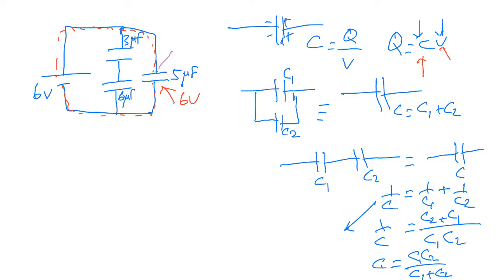So the charge on this one will be CV. As you multiply C and V, C is of course 5 micro, and you multiply that by the 6. So 6 times 5 is 30 microcoulomb, the charge on this capacitor here. You can easily do that if you know the voltage. But now the question is, how do we find the charge on these two capacitors, 3 and 6?